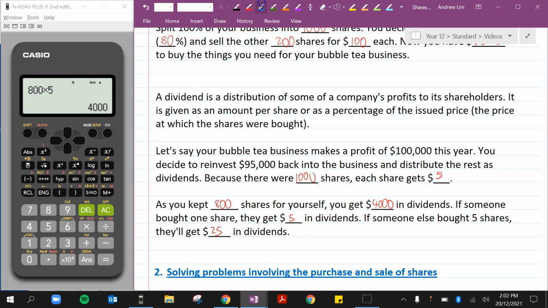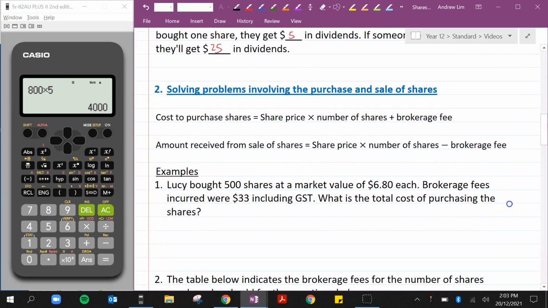Okay. So now we have a better understanding of what a share and a dividend is. Let's have a look at how to solve problems involving the purchase and the sale of shares.